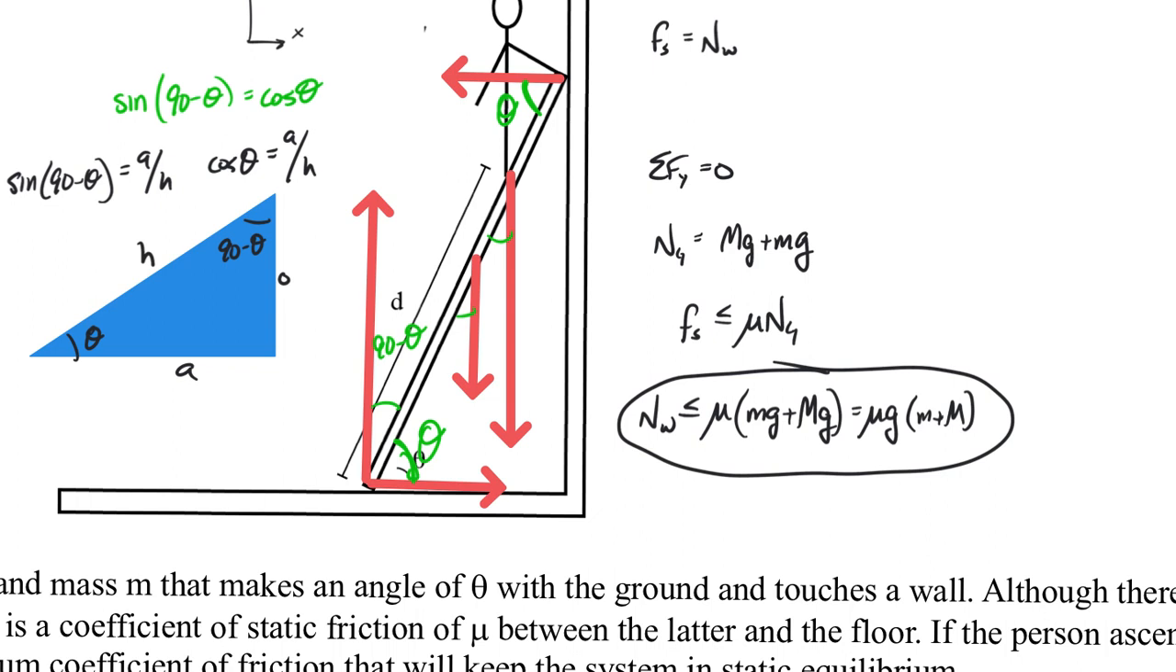But we can't solve that for mu because it's in terms of a force we don't know. The normal force in the wall. It's an inequality, so we know it's somewhere less than that, but we don't know what it is. So now we have to find a way to get an expression for the normal force from the wall in terms of the other things in our problem.